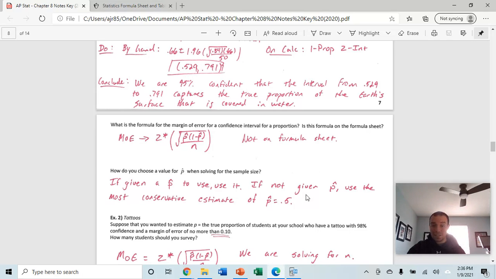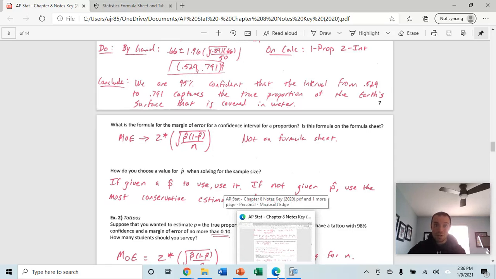So those are the basics for this particular lesson. Really interesting stuff, really important stuff. We're going to look at lots and lots of examples. We'll collect our own data on certain things, and I'll see you in class for confidence intervals for proportions.